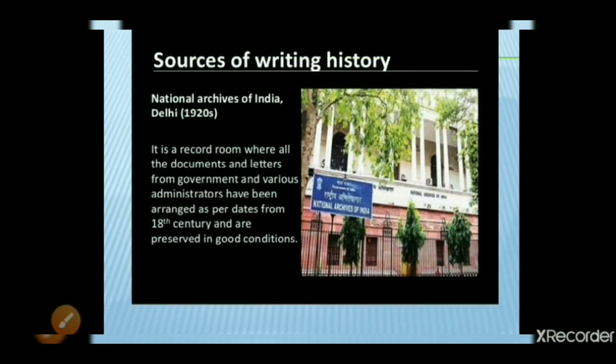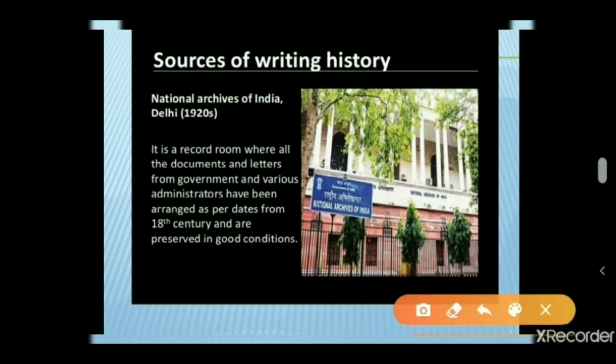One of the sources of writing history, as you can see here in this slide, on the right-hand side you can see a picture, National Archives of India, Delhi, 1920s. This picture is a record room where all the documents and letters from government and various administrators have been arranged as per dates from the 18th century and are preserved in good condition.